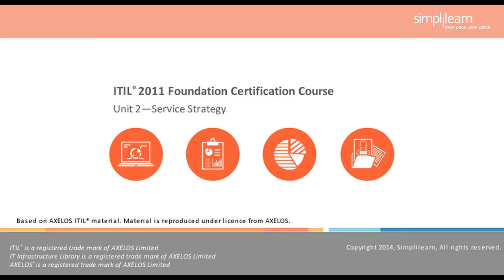Hello, and welcome to Unit 2 of the ITIL 2011 Foundation Certification course offered by Simplilearn. This unit includes 3 lessons. In this unit, you will be introduced to the first phase of the IT service management lifecycle, which is service strategy. Let us move on to the first lesson, Introduction to Service Strategy, in the next screen.